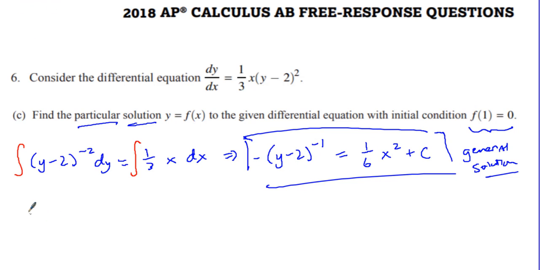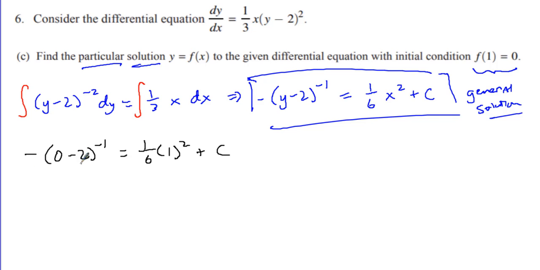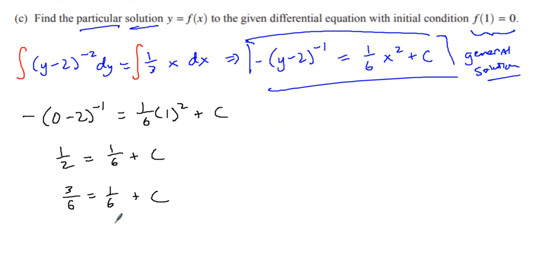I know y is equal to 0, isn't it? 0 minus 2 to the negative 1 power is equal to 1/6 when x is equal to 1 squared plus c. So what do I have here? I have a negative 2 to the negative 1 power. That's 1 over negative 2. That negative cancels out. So we have 1/2 is equal to 1/6 plus c, which means I've got to get some common denominators, don't I? I'm going to get 3/6 equals 1/6 plus c, which means c is equal to 2/6 or 1/3. So now I know what c is.